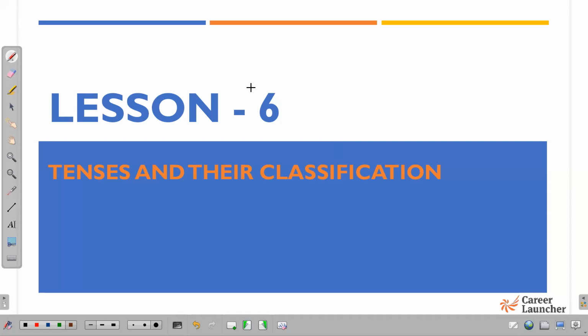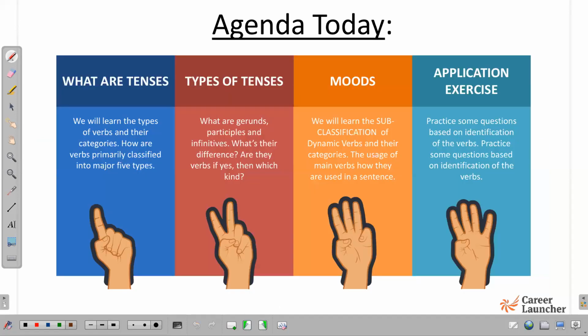Today we are going to do lesson number 6, which deals with tenses. We have dealt with verbs in the previous lesson. If you have not watched that video, please go back and watch it, because today certain things that we are going to talk about deal with verbs and their classifications. I'm sure you should know the basics of verbs and their forms to better understand tenses.